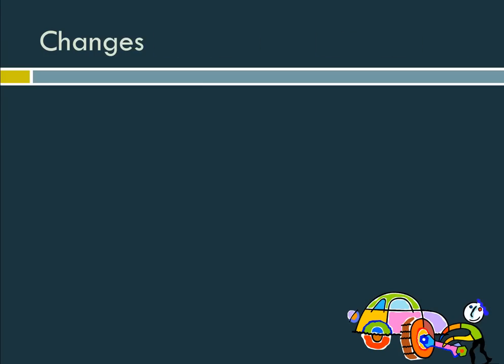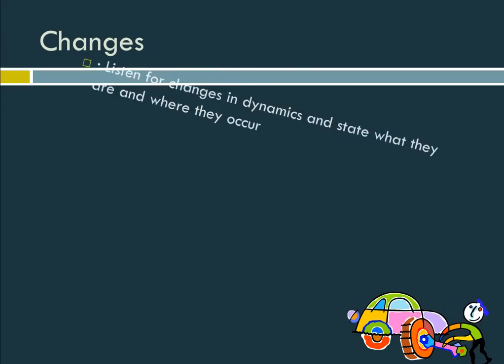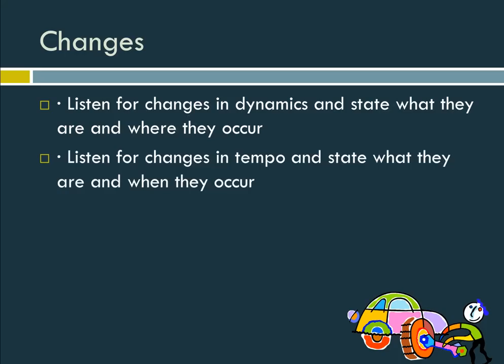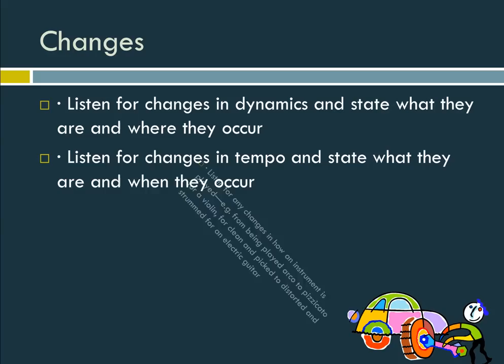Moving along. Now, inevitably, whenever you have one of these sort of questions, there'll be some sort of change. It won't stay constant throughout. So you need to listen for changes in dynamics and state what they are and where they occur. So did it go from pianissimo to fortissimo, or did it have a crescendo to that, or what is it? Listen for the changes in tempo and state what they are and when they occur. Again, do they get faster? Do they get slower between sections and bits and pieces?